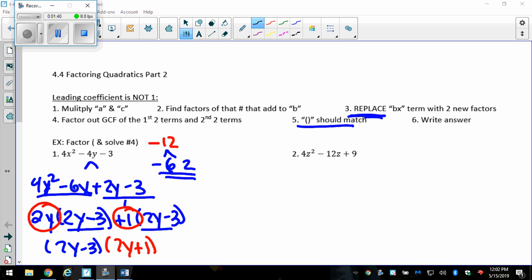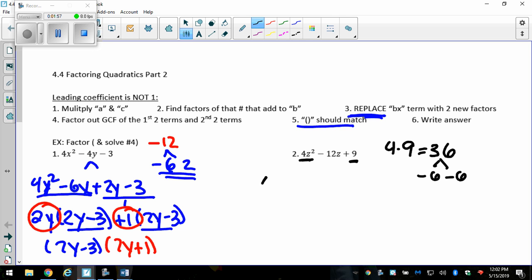So let's try number 2. We're going to go through the steps again. Multiply your A and your C. So 4 times 9, that's step 1, 36. Step 2, find factors of 36 that will add to get to negative 12. So negative 6 and negative 6.